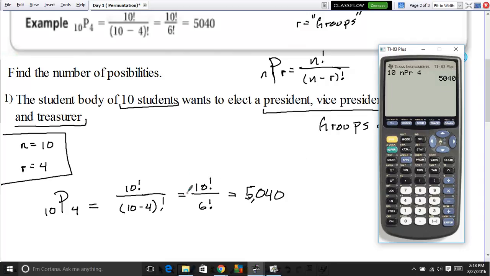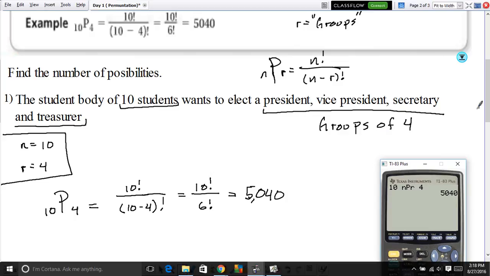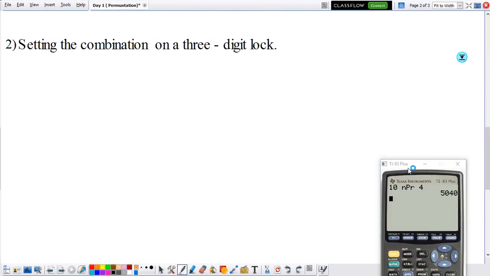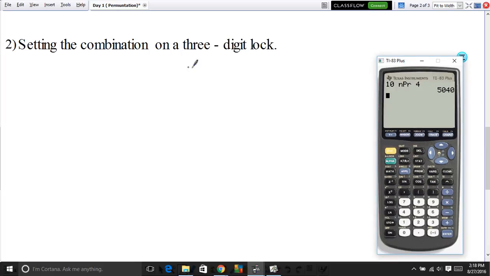So there's 2 ways for you to do it. Either you can find out the factorial, put it in the calculator, or you can just put the expression in the calculator. So let's look at example 2. Here it says the setting of the combination on a 3-digit lock.